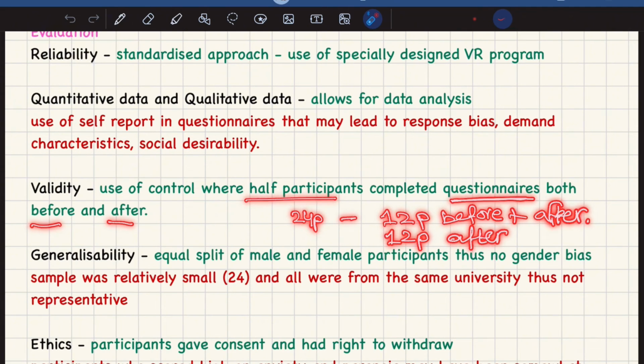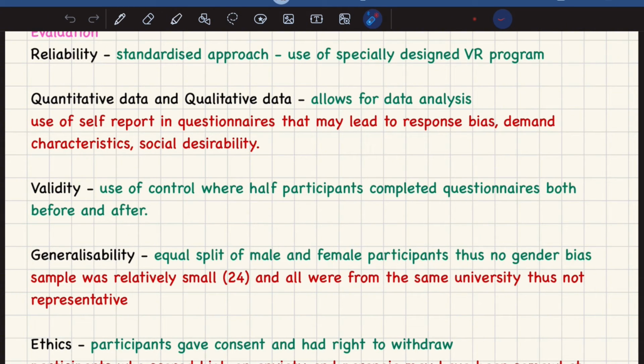And this was a control used so that any extraneous variables could be omitted, and therefore the study could be more valid to see if a change is actually there, because you're testing their anxiety and interpersonal sensitivity before the study, and you're seeing if there's a change after. So that is a control used, thus making the study valid.